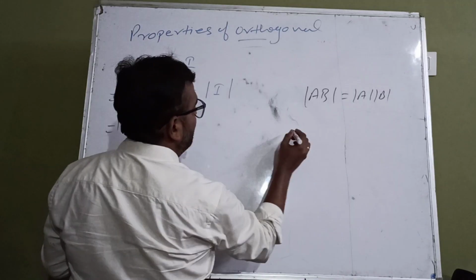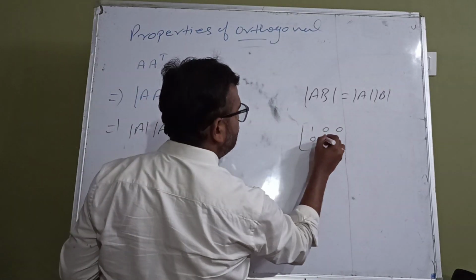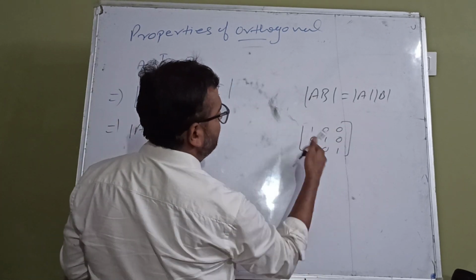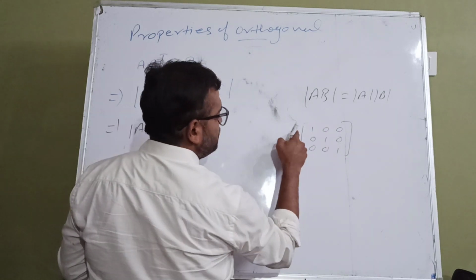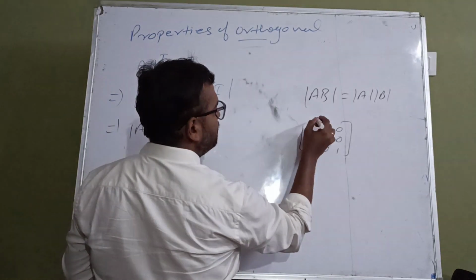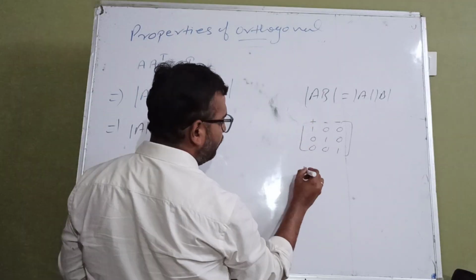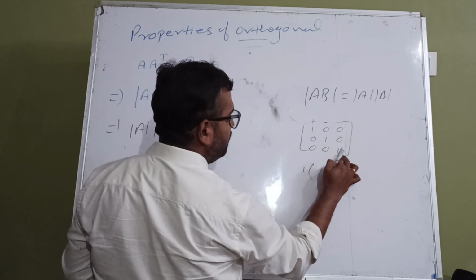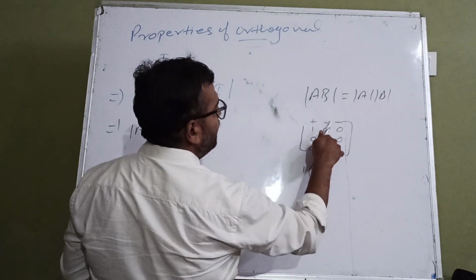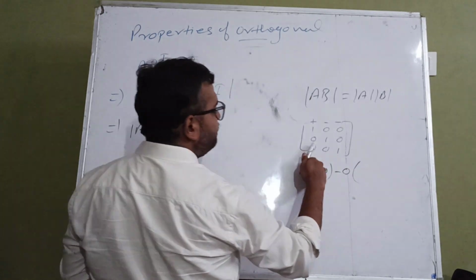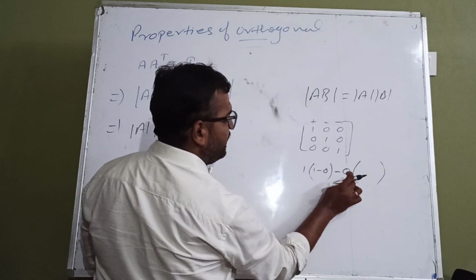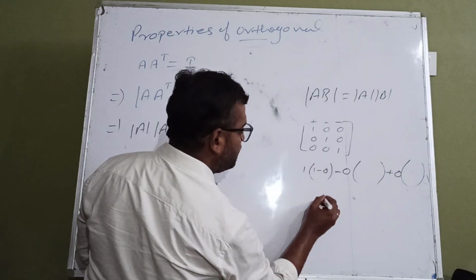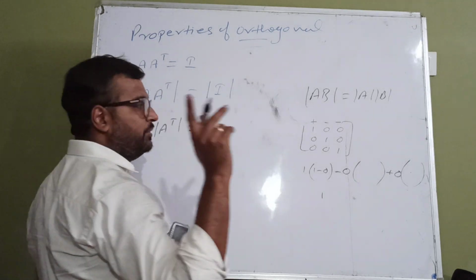See the definition. Identity matrix: 1 0 0, 0 1 0, 0 0 1. If you find the determinant of this identity matrix, I told you how to find it. Suppose you are expanding through the first row. First, this is plus, minus, plus. 1: delete this row, this column. This row, this column: 1 0 0 1. Product 1 minus 0. Now if you multiply whatever value is coming by 0, then all will be 0. Then what result are we getting? 1. So just remember one point.